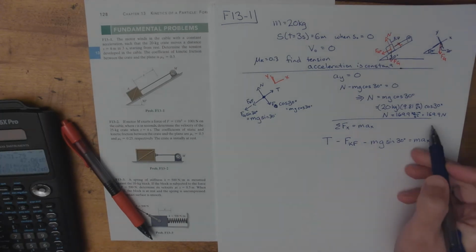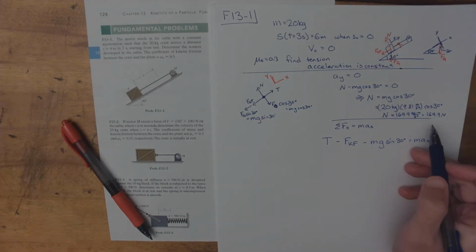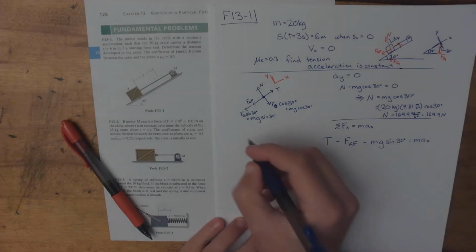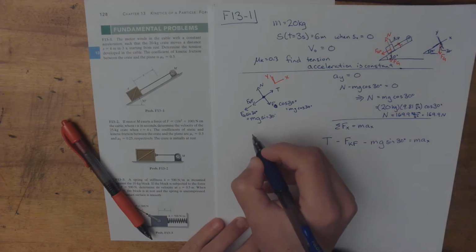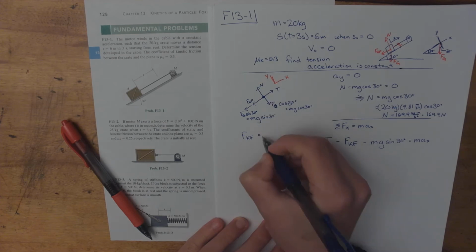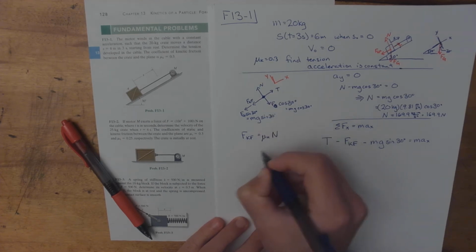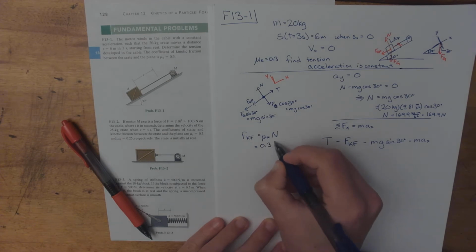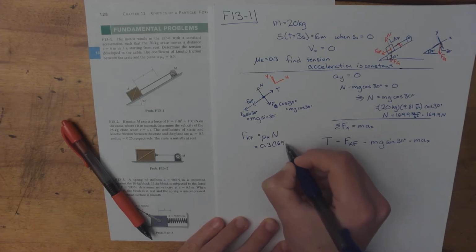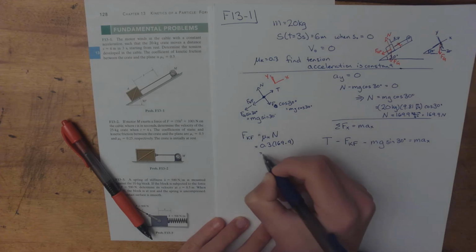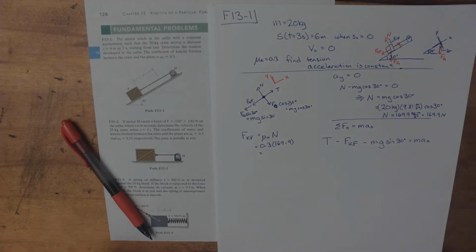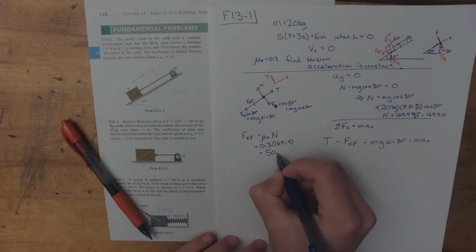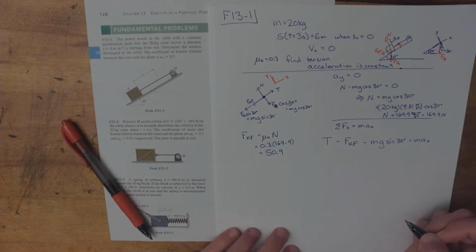Now that I know what the normal force is, I can find the force of kinetic friction. So the force of kinetic friction is equal to the coefficient of kinetic friction times the normal force. The coefficient of kinetic friction is 0.3, and the normal force is 169.9, and that gives us 50.9 newtons for the force of kinetic friction.